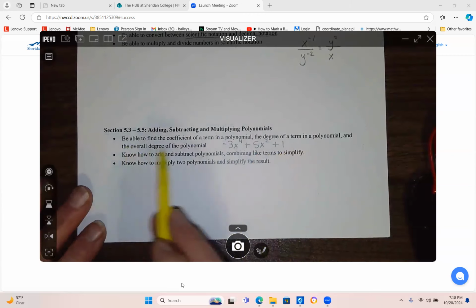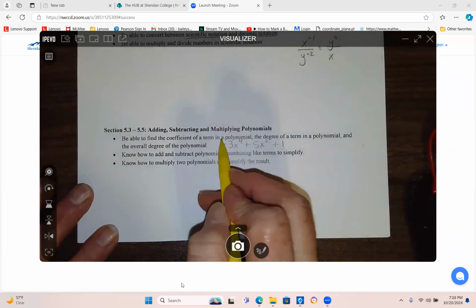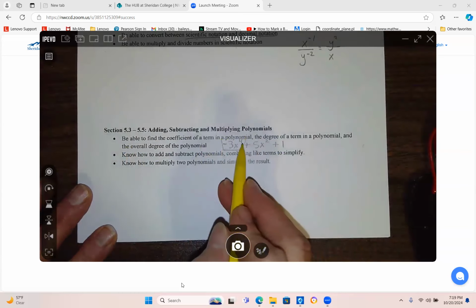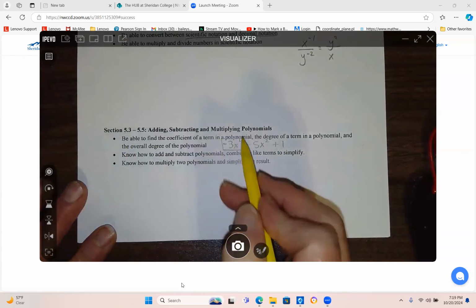Now, the overall degree is the highest power. So if you look at your leading term here, the highest exponent is a 4. So the degree of your polynomial is a 4. That has significance in the shape.